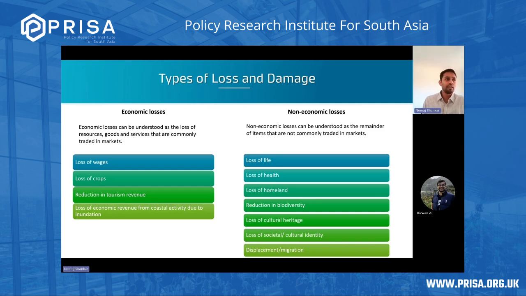Imagine if you're facing a cyclone event, what could happen? Some are losses where you can't put a monetary value, which is loss of life, right? Loss of health, loss of homeland, which can be caused due to sea level rise, reduction in biodiversity, and loss of cultural heritage. So, for instance, if one of the communities has to be moved because of constant flooding or because of sea level rise, they have to be moved from one location which they have lived in for generations together to another location, which means there could be loss of societal identity itself and even cultural heritage, and that could be the displacement or migration, right?